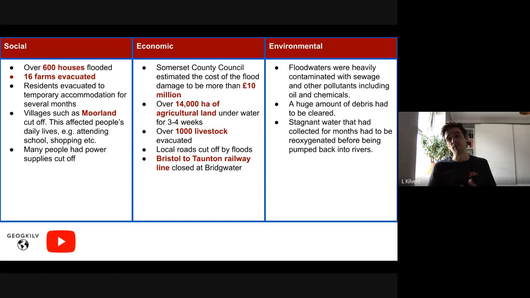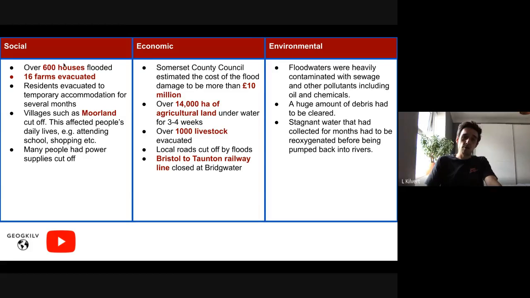That's going to be bad for biodiversity. It's going to be bad for the ecosystem. Huge amounts of debris had to be cleared, and stagnant water that had been collected for months had to be re-oxygenated before being pumped back into the river, because if you'd have just pumped that stagnant water back into the river, there wouldn't have been enough oxygen in the water. And if there's not enough oxygen in the water, that can impact all sorts of life, including fish life that you might have within it.